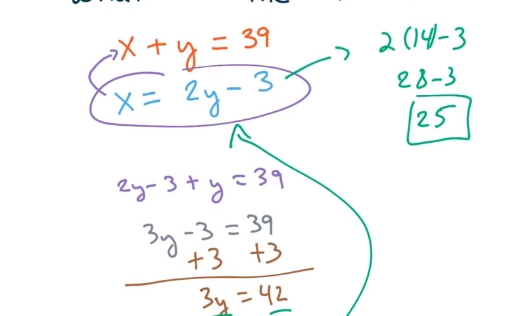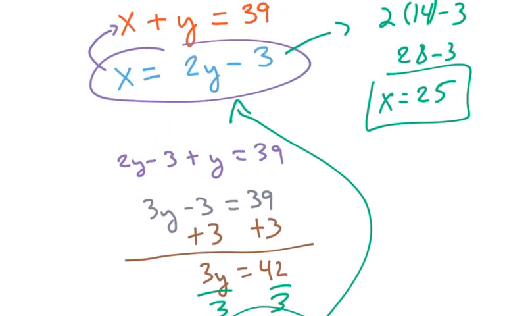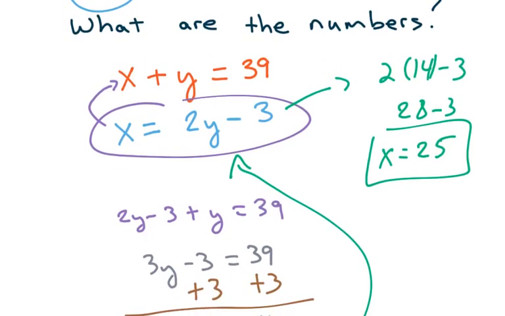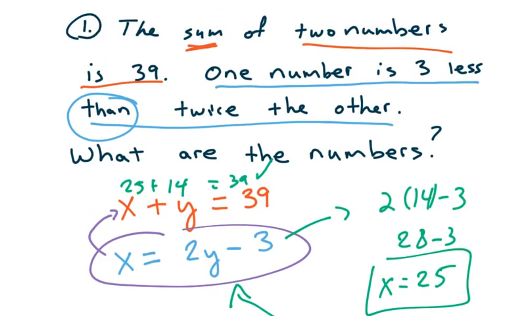Let me rewrite that. X equals 25. So y is 14, x is 25. Let's see if that makes sense. Is 25 plus 14 39? Yes. And here clearly we've shown that 2 times 14 minus 3 is 25. And there you have it. So this is simply an exercise of translating word for word into math.